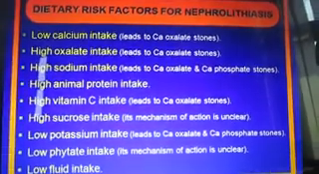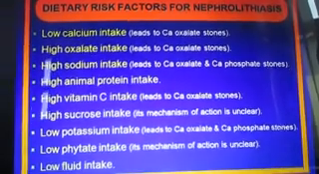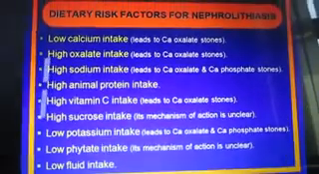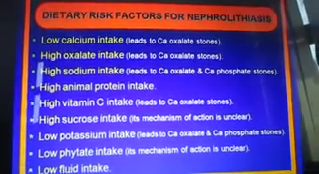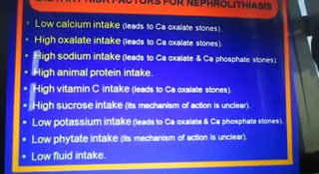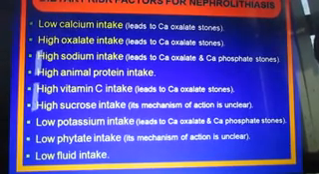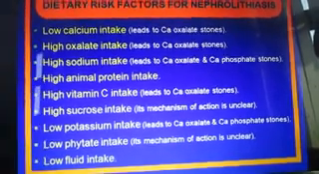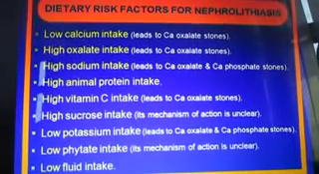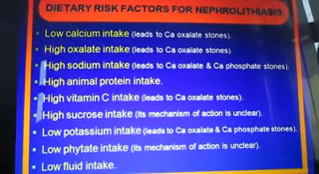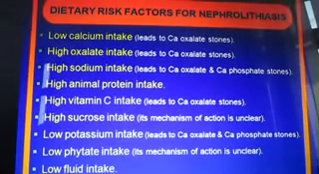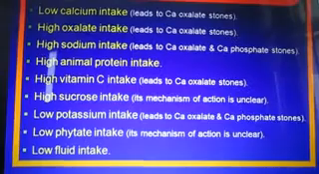Dietary risk factors for nephrolithiasis: low calcium intake leads to calcium oxalate stones. The mechanism: calcium binds oxalates in the GIT, so it forms a non-absorbable compound, and so decreases oxalate absorption and decreases oxalate excretion.